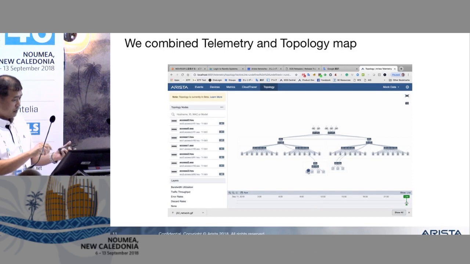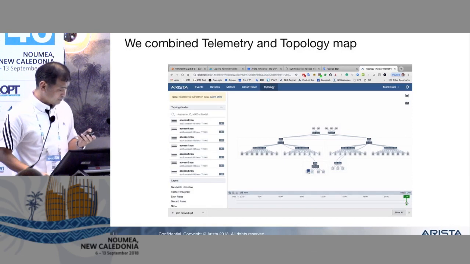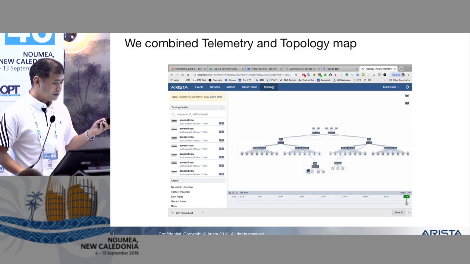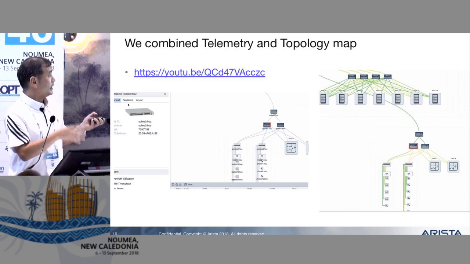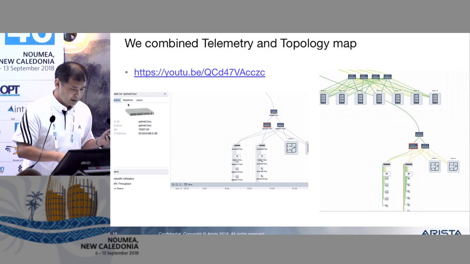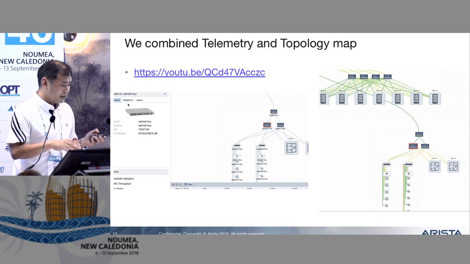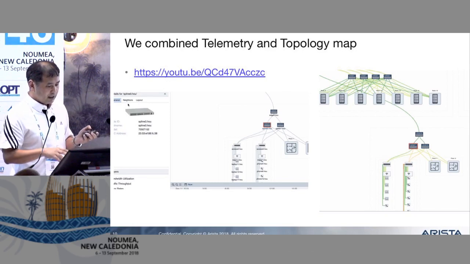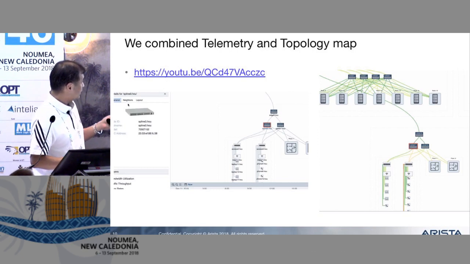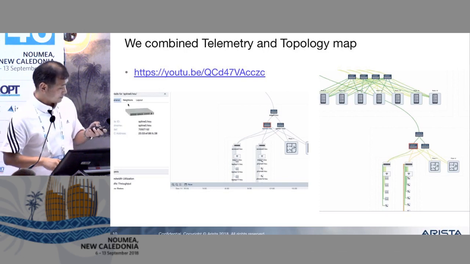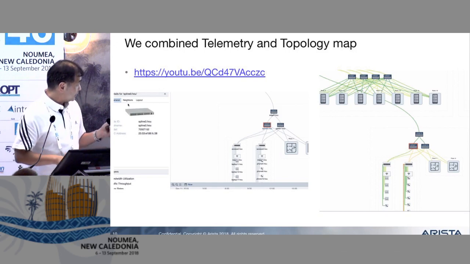This is an animation, and it shows creating a topology map from telemetry data, which is LLDP neighborship, automatically, and the telemetry data mapping to the topology. And this shows the topology traffic utilization, traffic throughput, and error counters. And this also has time scaling.